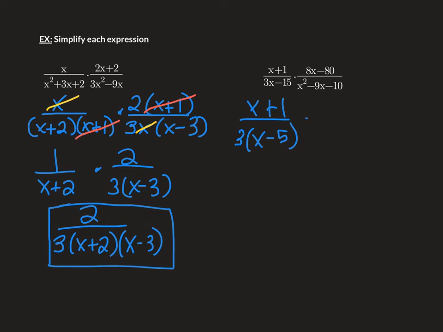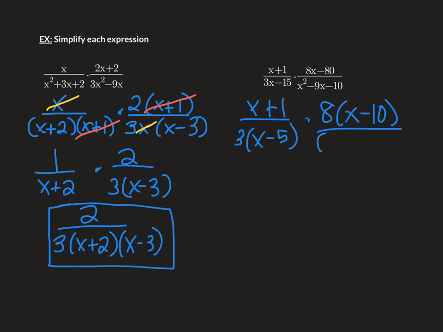And then my second fraction, I see that I do have a greatest common factor in the top. It's an 8, leaves me with x minus 10 over, and then I have a trinomial. X squared minus 9x minus 10. So I'm looking for two numbers that multiply to negative 10 that add to negative 9. So that means they both can't be negative. One needs to be negative, one needs to be positive.